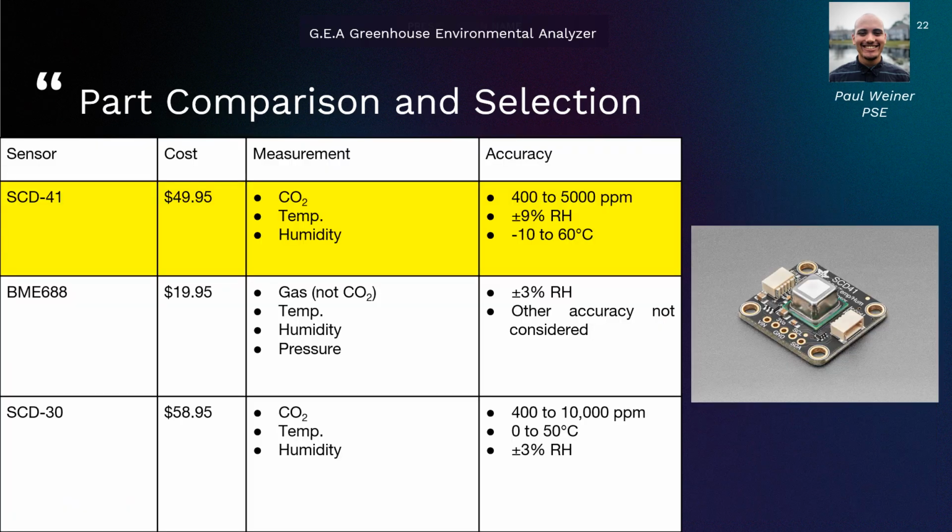We had three possible CO2, temperature, and humidity sensors. We didn't go with the BME688 because it only measures gas. It doesn't measure a specific gas, so there would be no way to tell between CO2 and other gases. We went with the SCD41 because it was cheaper than the SCD30, and it basically did what we wanted to do, so we were okay with this one.